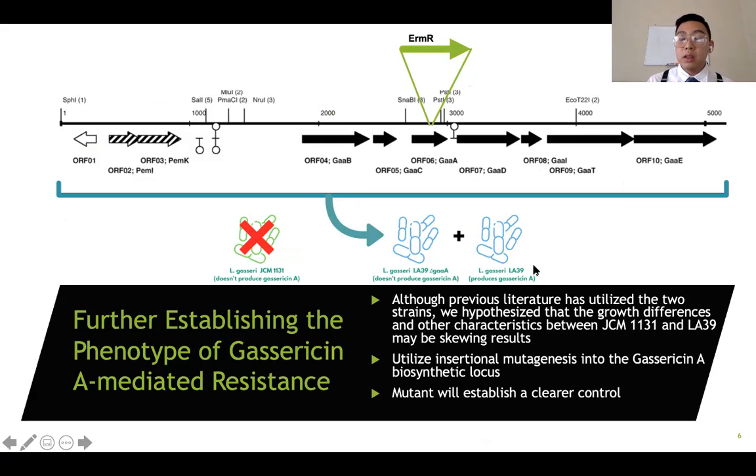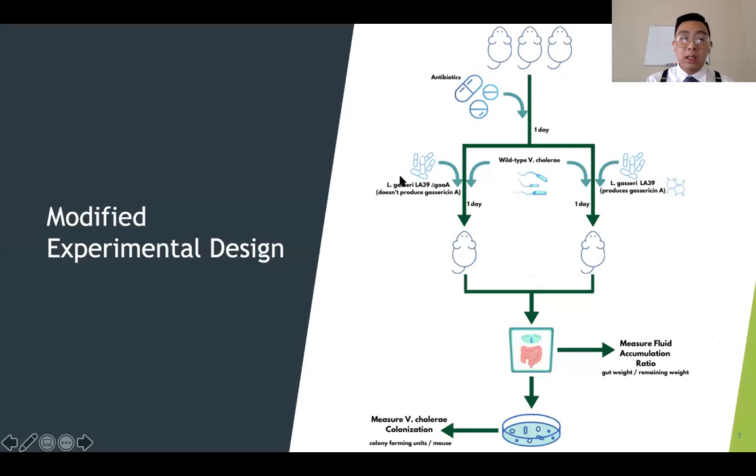The main difference between these two strains would be that LA39 can produce gastricin A, LA39 delta GAAA cannot, but they are similar in every other aspect or characteristic. And this would establish a clear control for future experiments. And so as we can see here, we would have a modified experimental design where instead of using 1131, we would use LA39 delta GAAA.